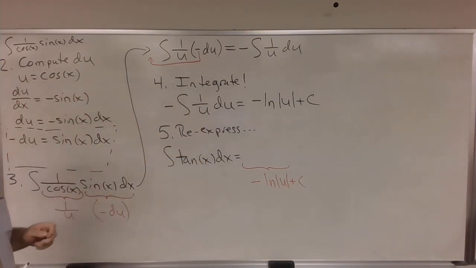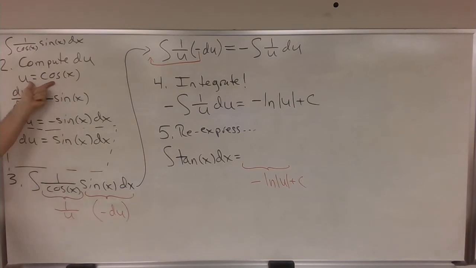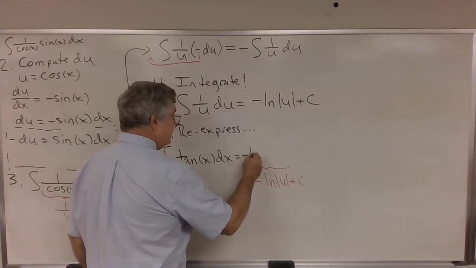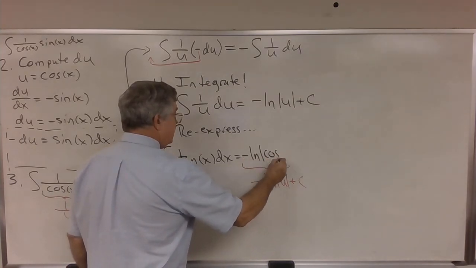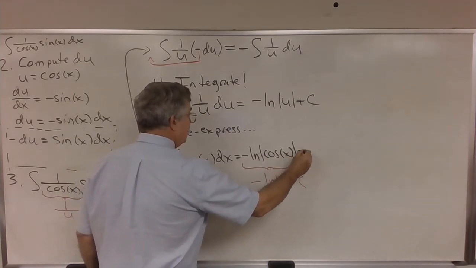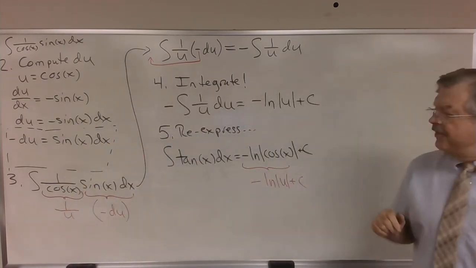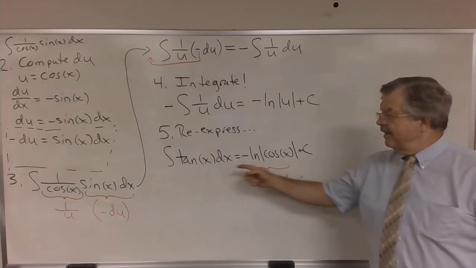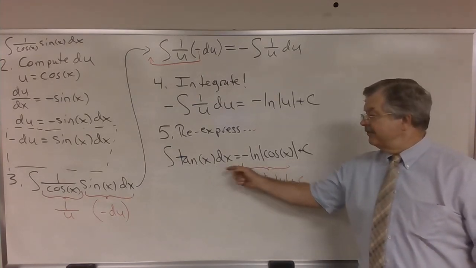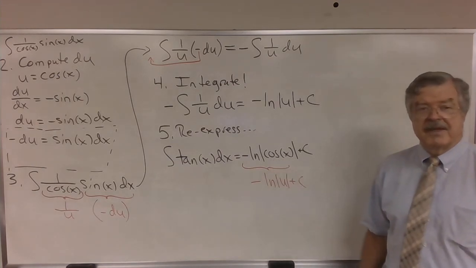Now we need to express that in terms of x. So we go back to step 2. Step 2 tells us that u and cosine of x are the same. So in terms of x, this answer is negative natural log cosine of x plus c. And this is the form of the integral of tangent of x dx that our book uses.